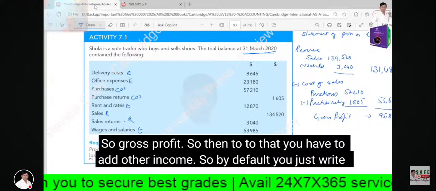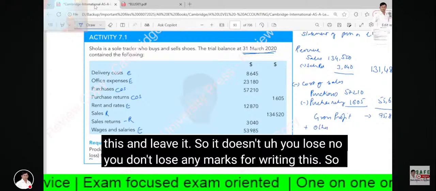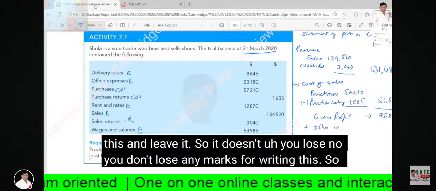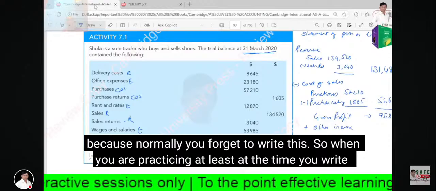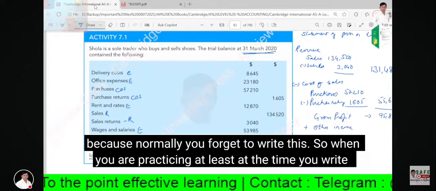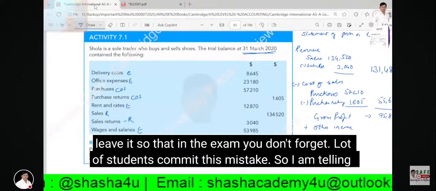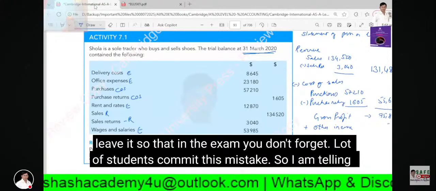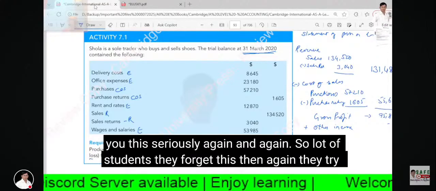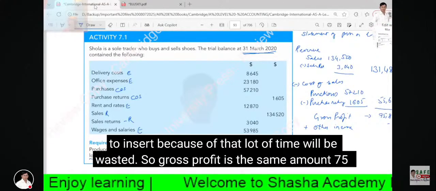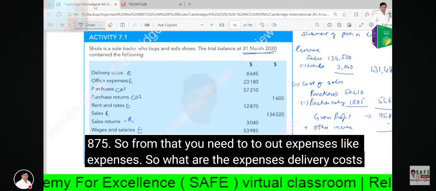So gross profit. Then to that you have to add other income. By default, you just write this and leave it. You don't lose any marks for not writing this in the exam, because normally you forget to write this. But when you are practicing, you just write it and leave it so that in the exam you don't forget. A lot of students commit this mistake. I am telling you this seriously again and again. A lot of students forget this, then again they try to insert it and a lot of time is wasted. So gross profit is the same amount, 75,875.